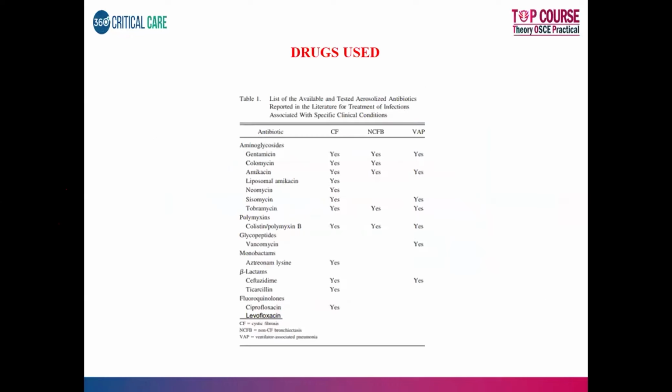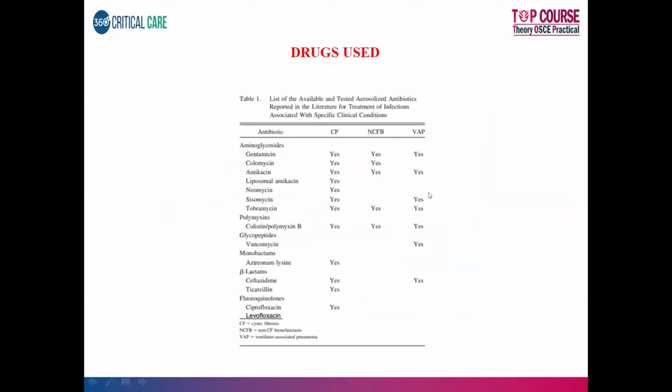Okay. Now, what are the drugs that can be given in the inhaled form? If you see, there is a list of drugs. A lot of antibiotics can be given. So the indications will vary. This is for cystic fibrosis. This is non-cystic fibrosis bronchiectasis. And for us as intensivists, this is important for VAP.